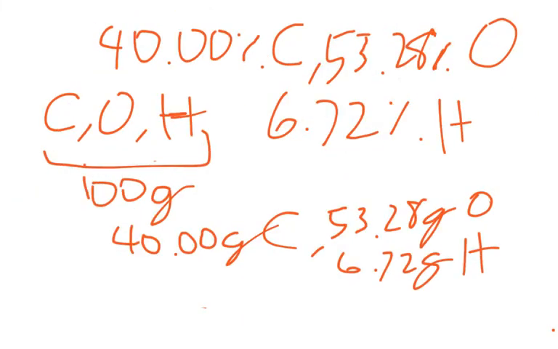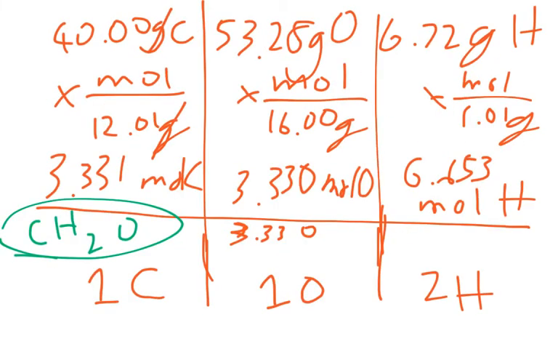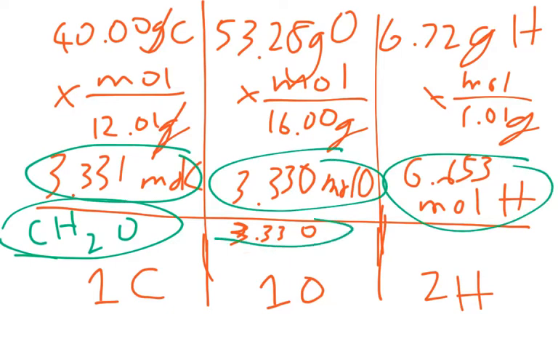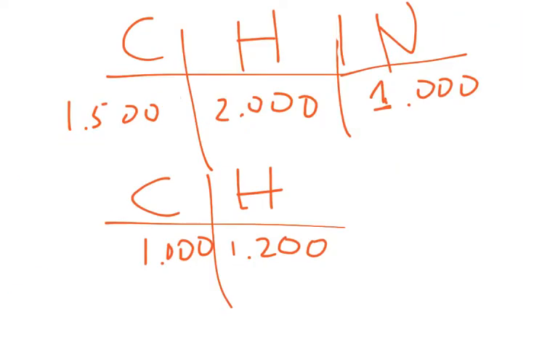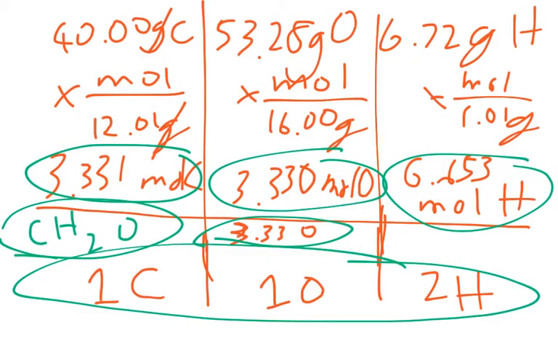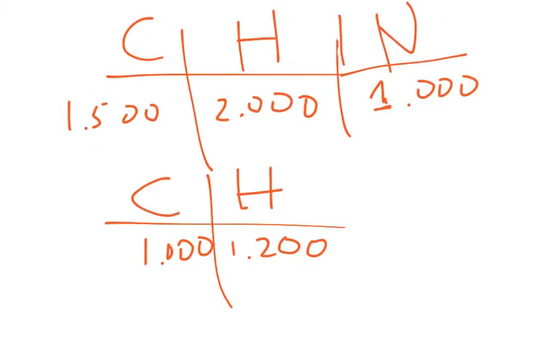So what if you were making a table like this one, and you have these three numbers and you divide it by the smallest number, and you got numbers that were not whole ratios. So for example, here we got 1 to 1 to 2, but sometimes that doesn't happen. Sometimes you get 1.5 to 2 to 1. So these are not whole number ratios. So how would you find the empirical formula then? Would you just write C1.5H2N? Well, no, you wouldn't.